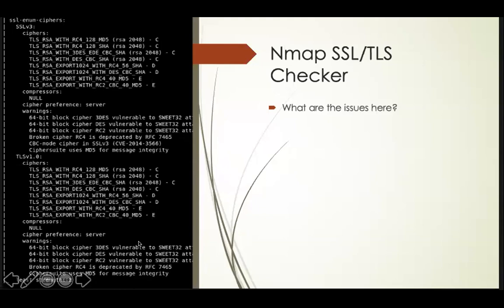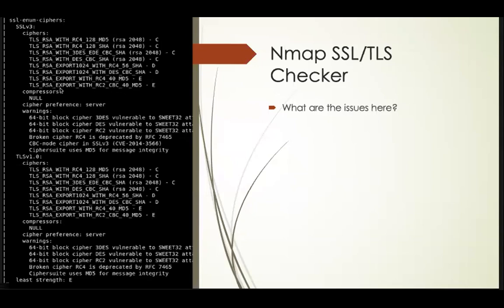Okay, grade C is one, but you didn't see D and E. I'm seeing a couple of issues here. So, first of all, you actually have SSL version 3 protocol, right? This is an issue by itself. Those with the rating of E are actually export ciphers, as you can imagine.